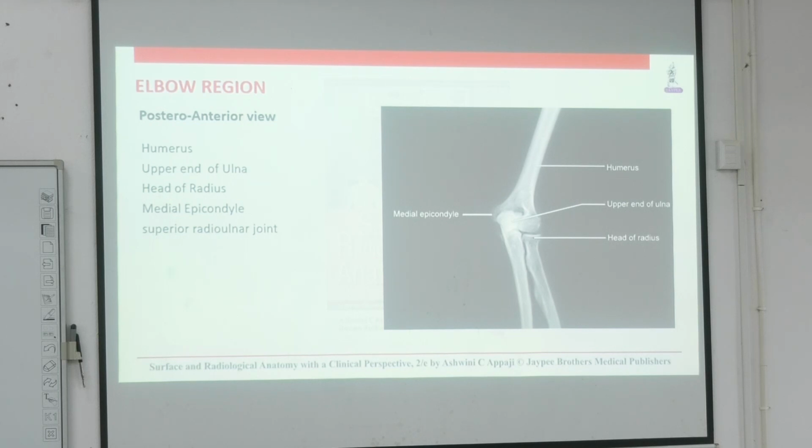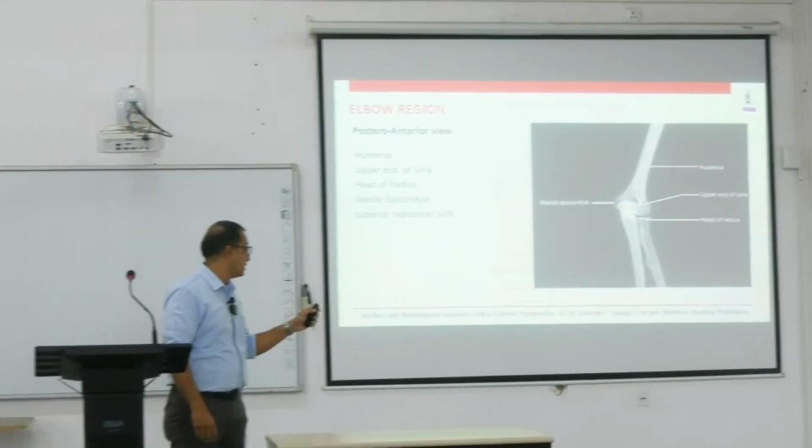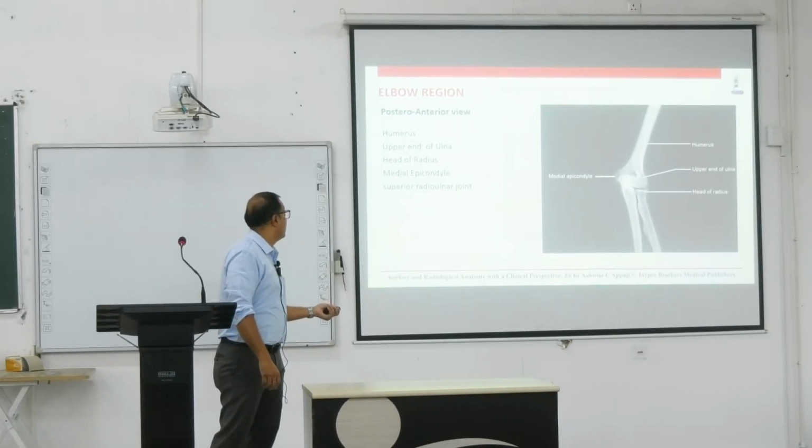Next, what we are seeing here are the parts of the bone you mentioned: the lower end of the humerus, and the upper end of the radius and ulna. And which specific part, head or neck, etc., whatever you are seeing here, that's what you have to mention. This is what is expected. This is the bony shadow you are seeing here, in terms of this particular region, the elbow region.